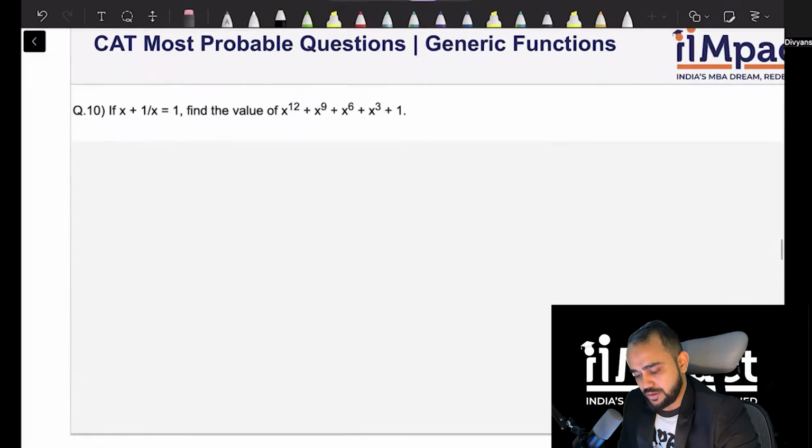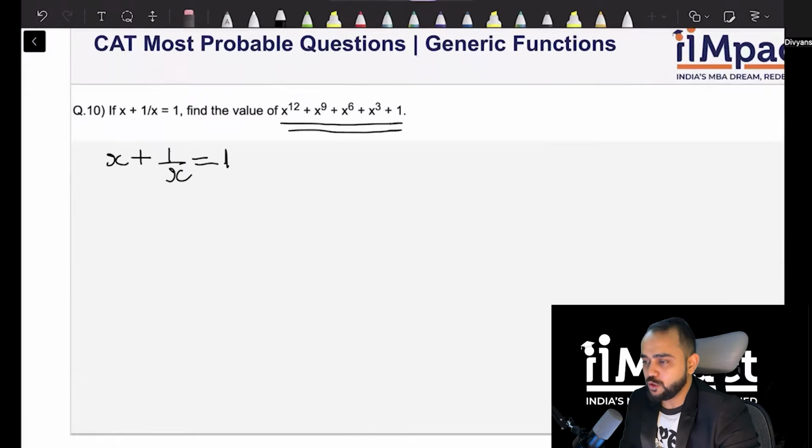All right, moving on. So we are given x plus 1 by x is equal to 1, and we have to find the value of this expression. Now, in this particular question, it is very easy to jump the gun, because this is an expression I hope most of you are familiar with right now. You see this in AM-GM, you see this in a lot of places, when you are asked x cube plus 1 by x cube, those sort of things.